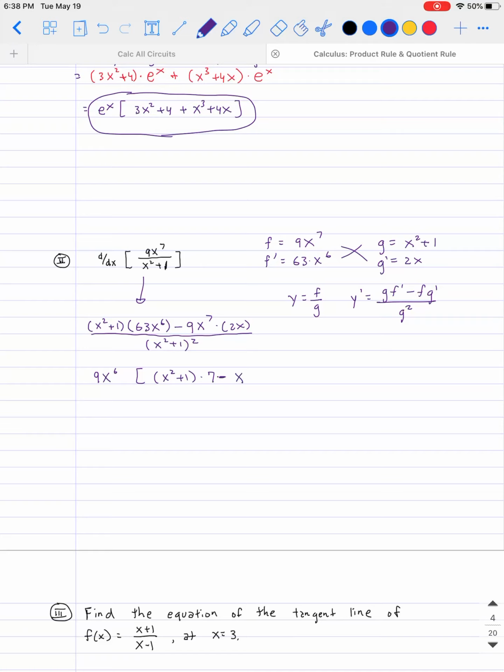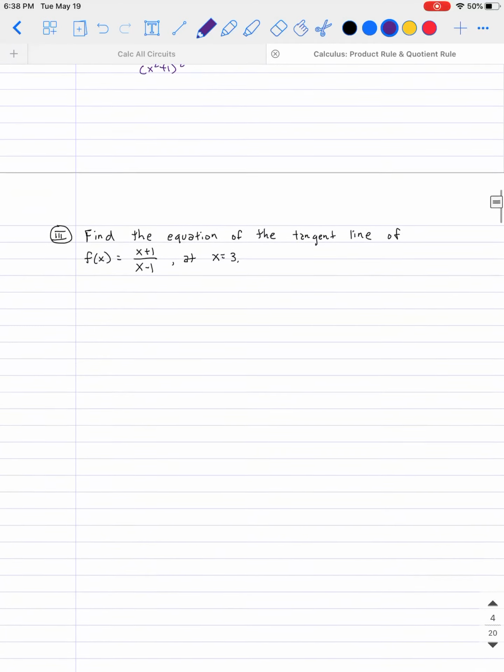X to the 8th is what we have. We take out x to the 6th, so that's going to be minus x squared. And then we have all divided by x squared plus 1 quantity squared. And we'll just clean it up one last time. So final answer is 9 times x to the 6th. And on top, looks like we have 7x squared minus x squared, so that's a total of 6x squared, and then plus 7. And all divided by x squared plus 1 quantity squared. So there you go. That's going to be a derivative of the second equation using the quotient rule then.